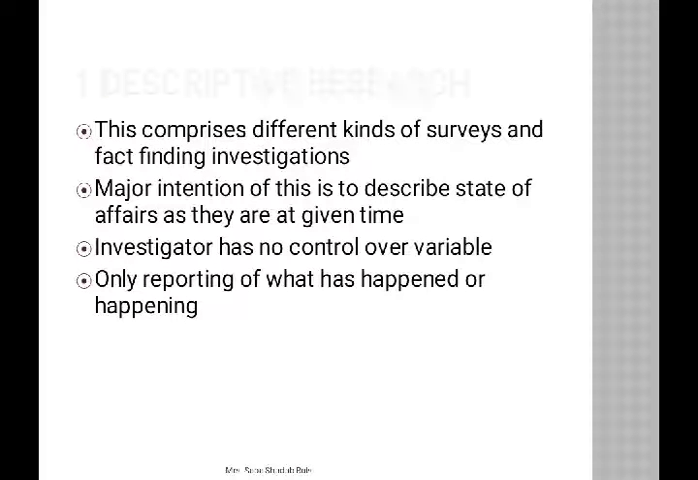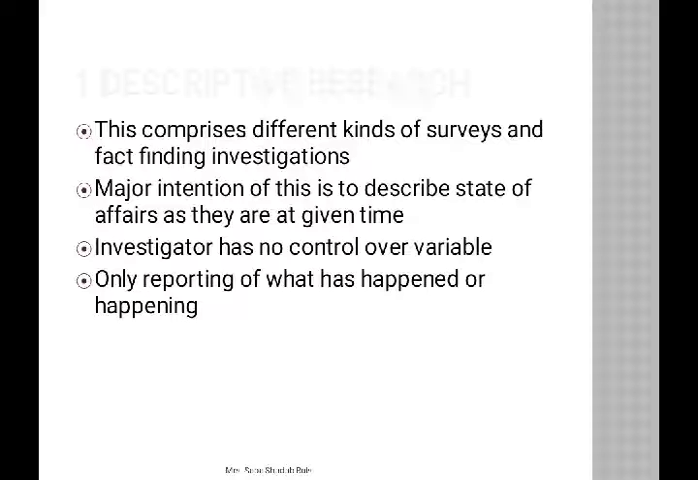First, we will be talking about descriptive research. When we talk about descriptive, the name itself suggests that it is a descriptive type. So it comprises various types for describing anything. For description, we have to do surveys, then fact finding investigation. Because when we are talking about descriptive research, the main intention is to describe the state of affairs at a given time. Here we do not have any control over the variable.